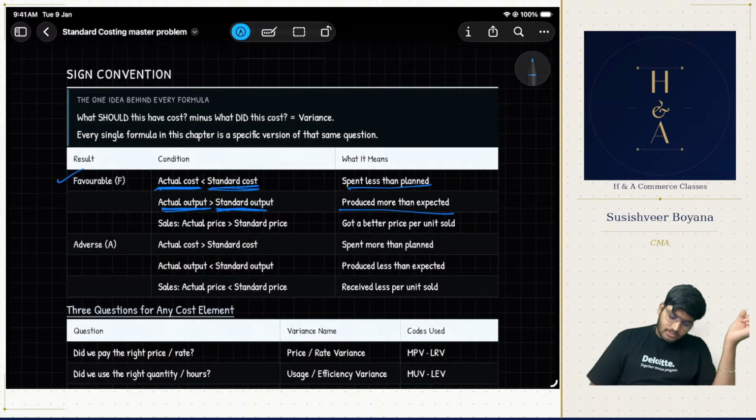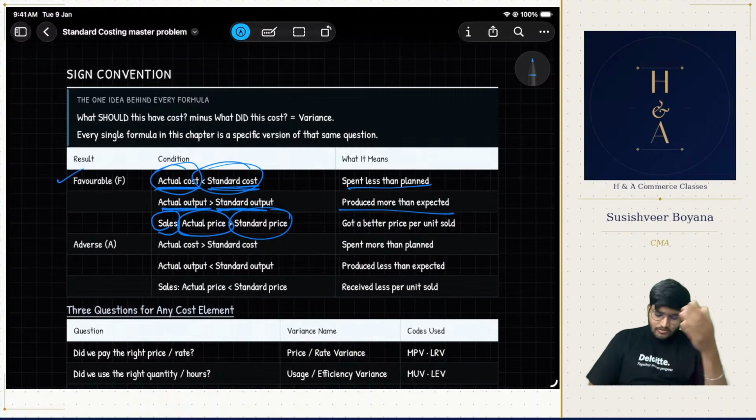When we talk about sales, it flips. When actual price is greater than standard price, that is what we should aim for. When you're talking about cost, the actual cost price that we're paying should be less compared to the standard. When it's sales, it should be more. For example, he's supposed to sell it at maybe 180 rupees. He sold it at 200. That means actual price being more than the standard price is beneficial to me. I got a better price per unit sold.